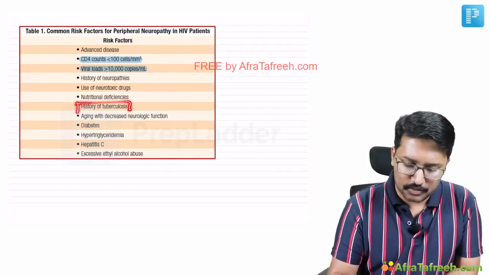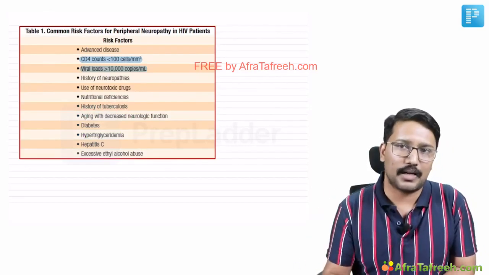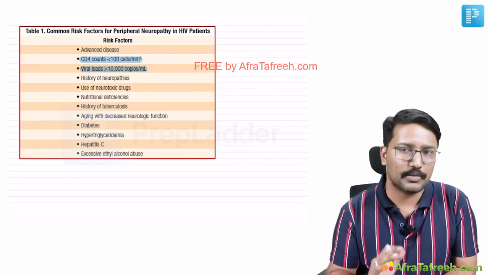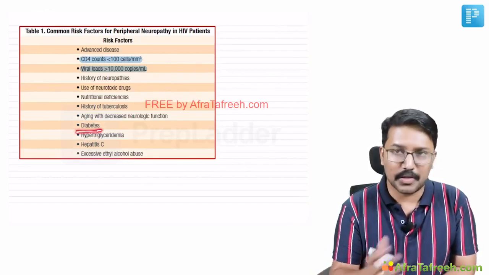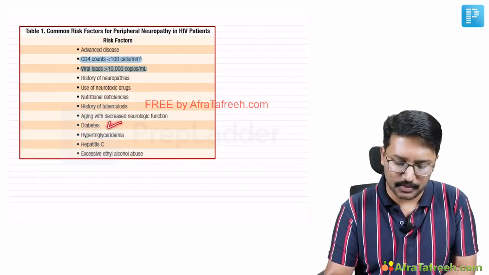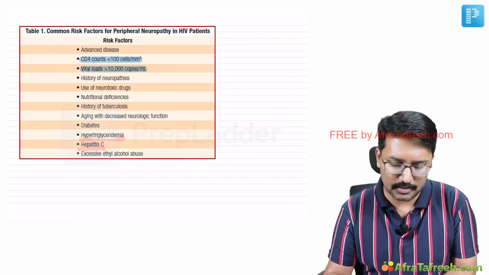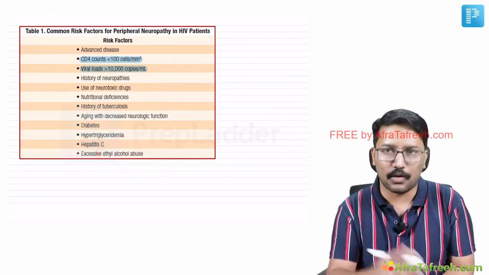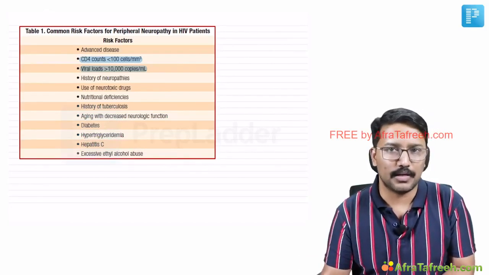Then history of tuberculosis, because tuberculosis, yes, increases the risk of peripheral neuropathy, but apart from that, a lot of anti-tubercular drugs have a neurotoxic property. So that explains why there is increased risk. Okay, diabetes per se causes neurological injury, so diabetes can be associated with risk. Hypertriglyceridemia, co-infection with hepatitis C, and alcohol abuse, right? All of these are considered risk factors for peripheral neuropathy in an HIV positive individual.